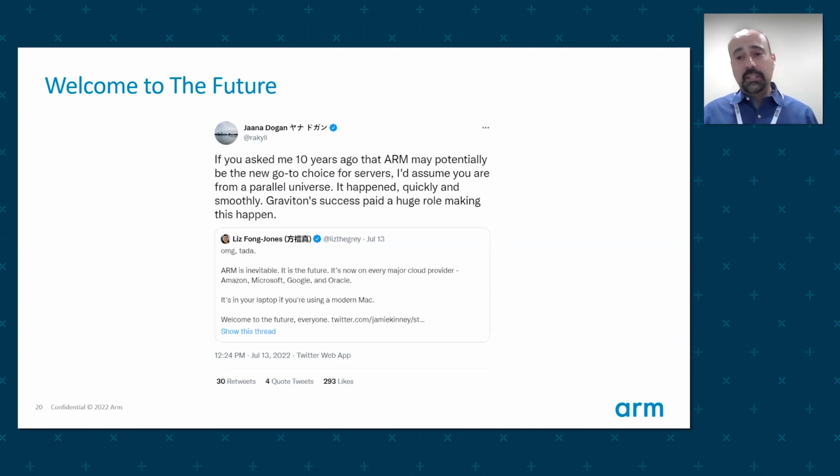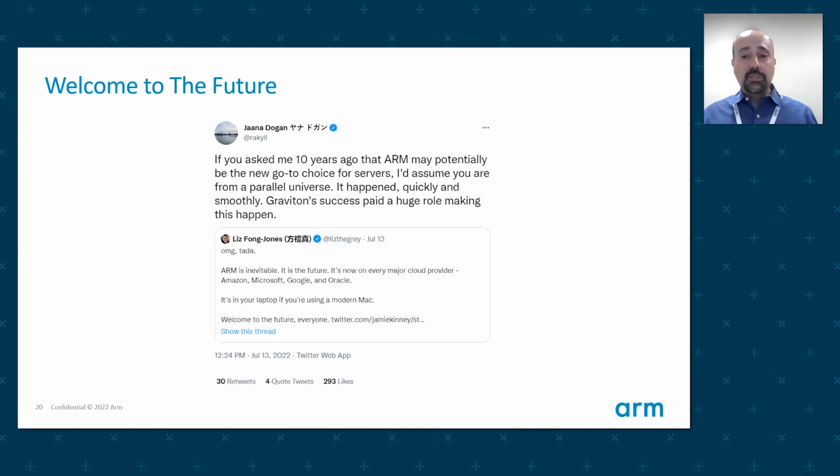Now, I couldn't resist including this tweet. This has been a long-standing argument that ARM could never penetrate the server market. But we proved we could build a core that goes head-to-head with the best from x86. And then AWS built Graviton around it. And the argument is largely moot.